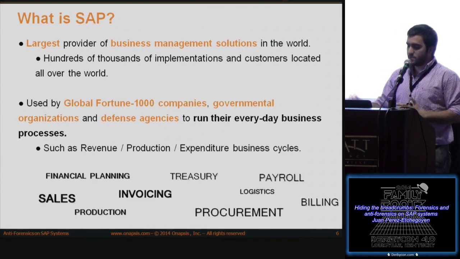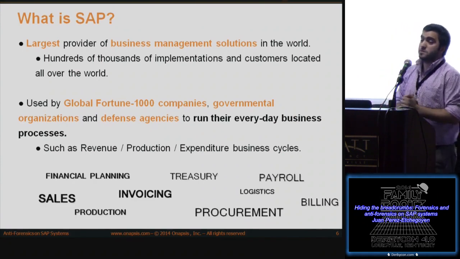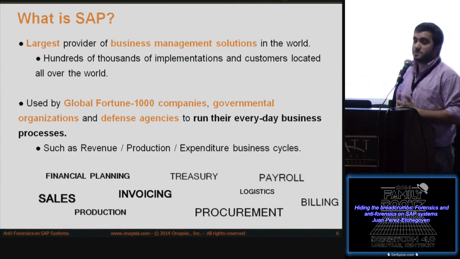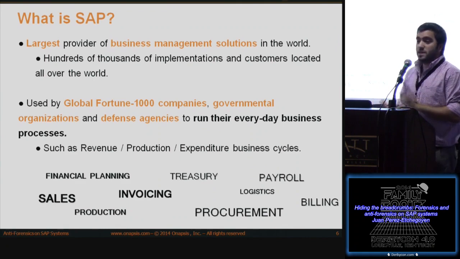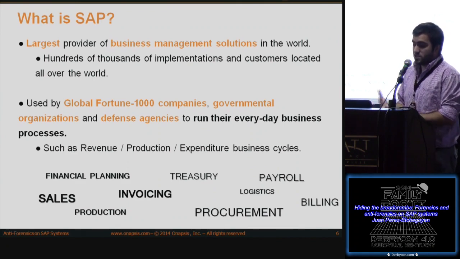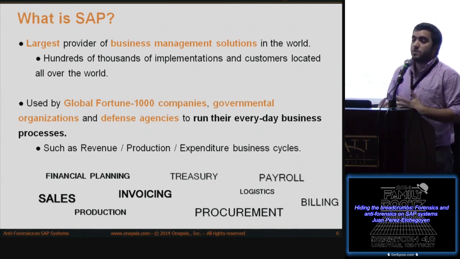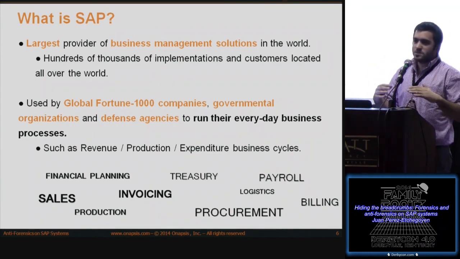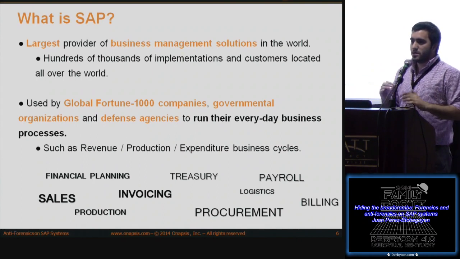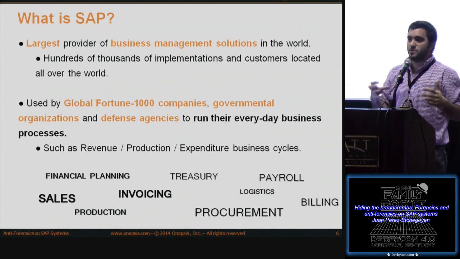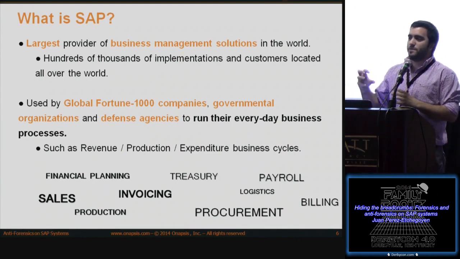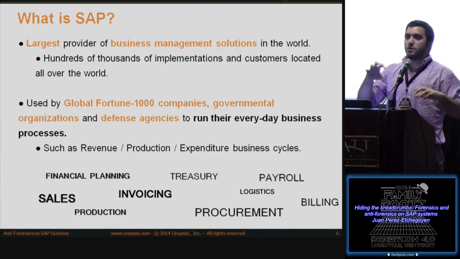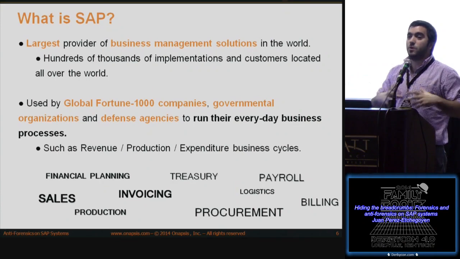Some examples of the processes, for you to get an idea of the type of systems we are talking about: sales, procurement, logistics, payroll, treasury, all the HR information. All the processes are interconnected. Usually when you get to an SAP customer, it's not like they have an isolated system. They have many landscapes, all interconnected, so it's a very complex scenario.